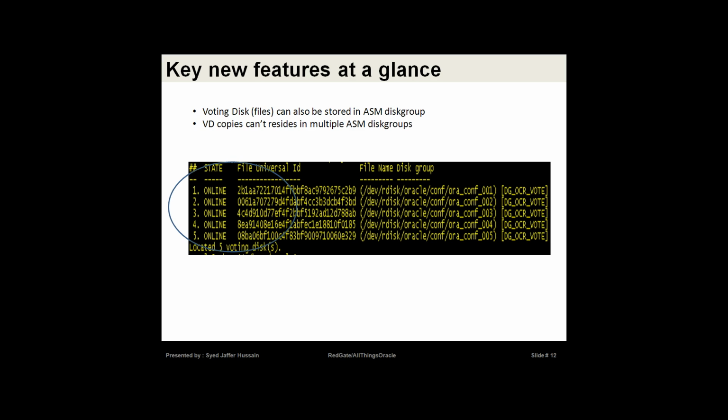And also you can have your voting disk in an ASM disk group and your OCR on storage. So you can have this mixture of settings. But in the future, since Oracle is not going to support raw storage, I would recommend you all to move on to migrating your voting and OCR disk to an ASM disk group.